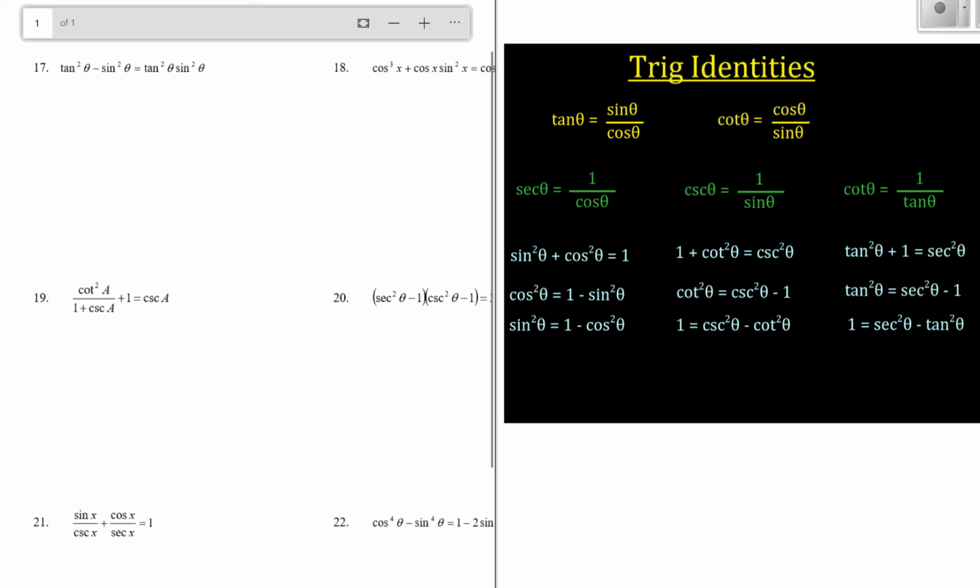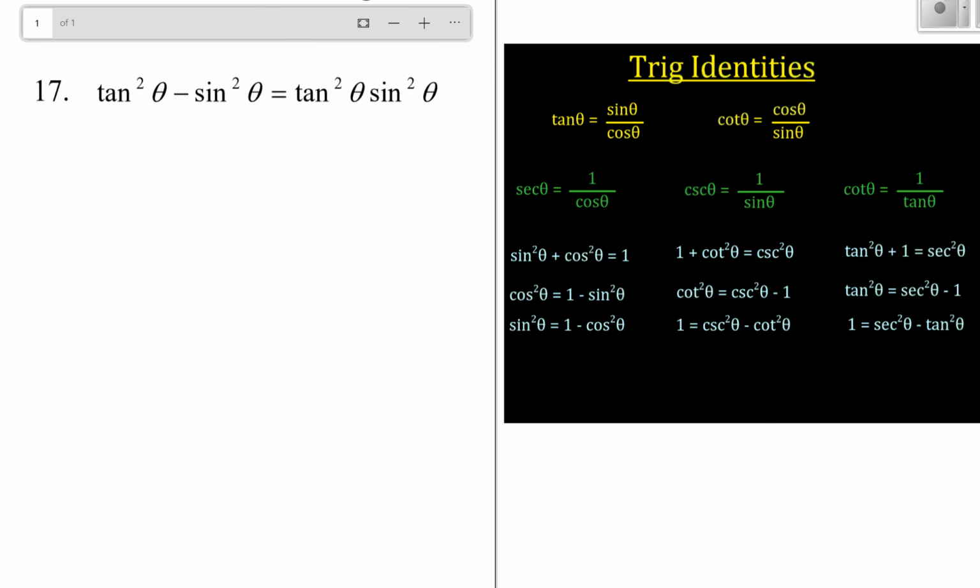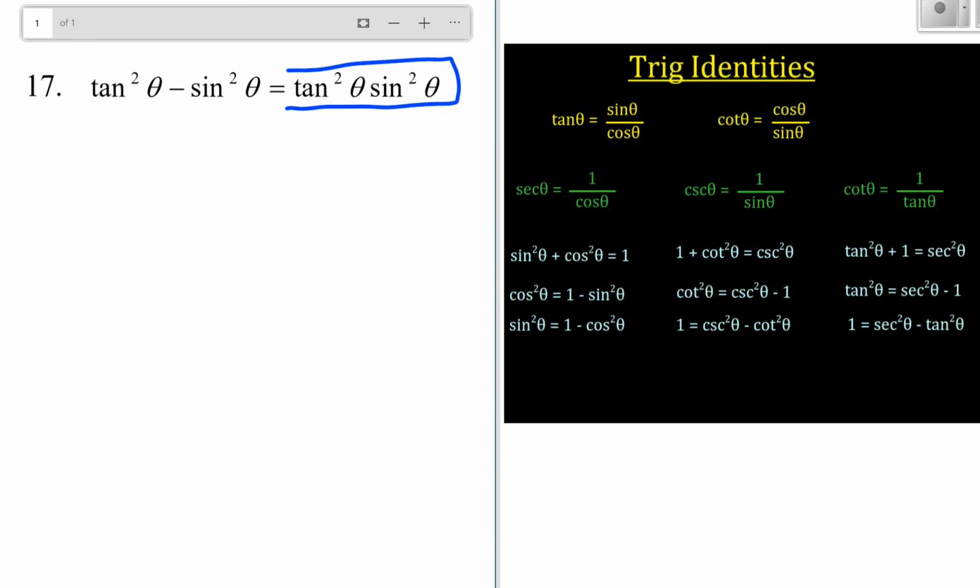Let's zoom in on number 17. We need to somehow get it so that tangent squared theta minus sine squared theta is equal to tangent squared theta times sine squared theta. They're getting a lot more challenging here from the previous problems. You could work with either side. I'm going to work with the right side and see if I can get to the left, so I'm going to start over here and try to eventually end up over there.